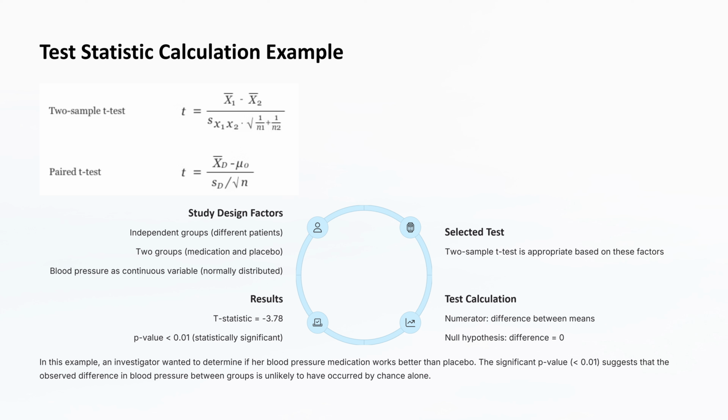Then you have to do a test calculation. The numerator is the difference between the means, versus the null hypothesis, which is a difference of 0. And so you do the calculation there and you'd get a t-statistic of negative 3.78, which helps you derive the p-value. The p-value is less than 0.01, which is less than 0.05, right? So we can say it is statistically significant. And so in this example, the investigator can say that the blood pressure medication they gave works better than placebo in lowering blood pressure, because the really small p-value suggests that the observed difference in blood pressure between the groups is unlikely to have occurred by chance alone.